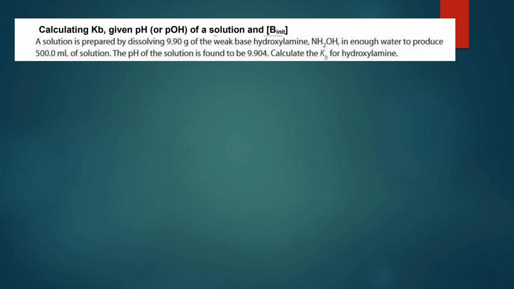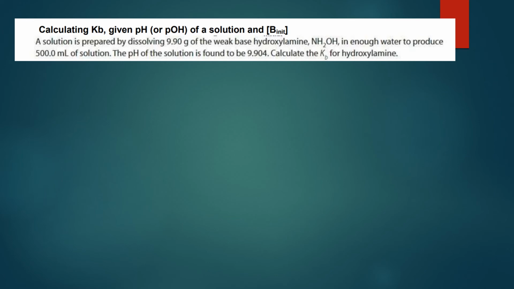Okay, last type of question for today is calculating the Kb if we're given a pH or pOH of the solution and an initial concentration of a weak base. So this time we don't know a Ka value. We need to figure out what the Kb value is, and we don't necessarily have to be at 25 degrees Celsius.